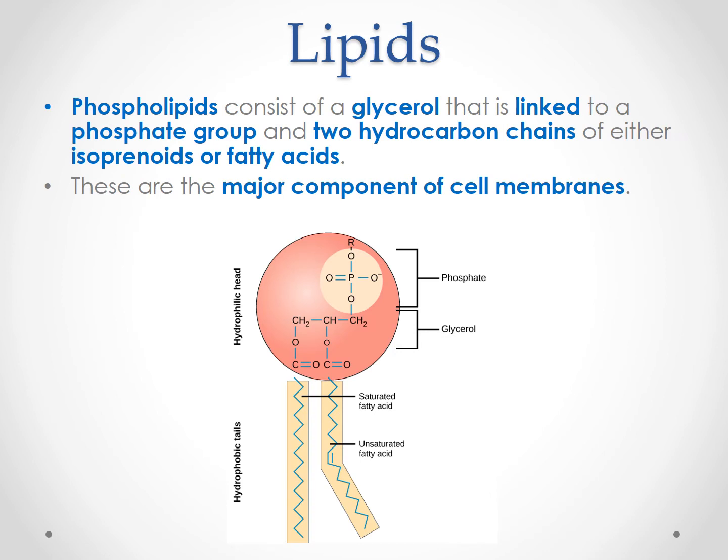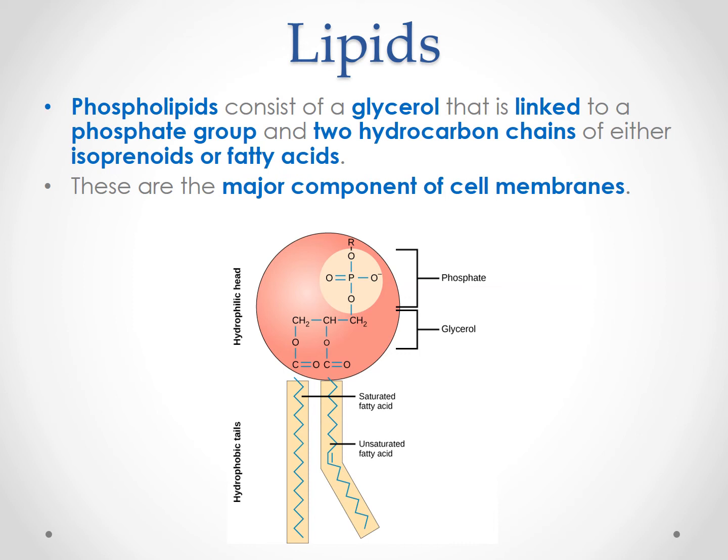Next are the phospholipids, and we're going to talk a lot about phospholipids over the next few lectures because these are the major component of the cell membrane. The way to denote a phospholipid is that there are two fatty acid chains at the bottom. They're attached to a glycerol, and then that's attached to a phosphate. The way that this is structured is that it has a hydrophilic head, a water-loving head, and a hydrophobic tail, which is a water-fearing tail.